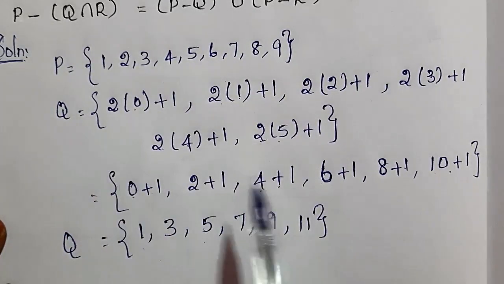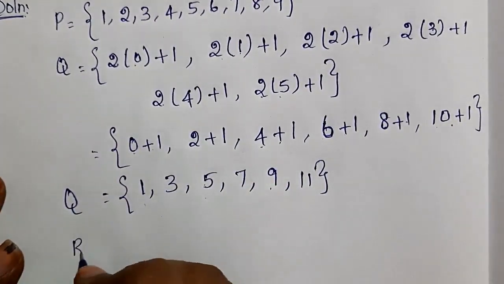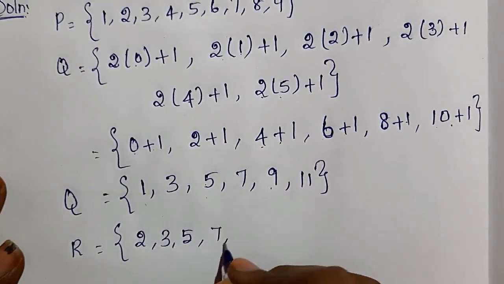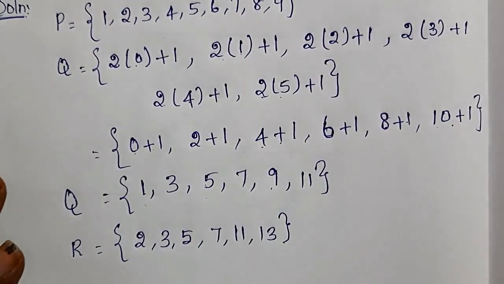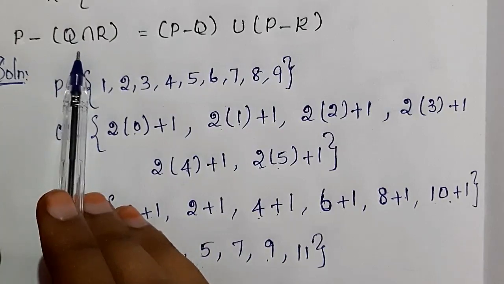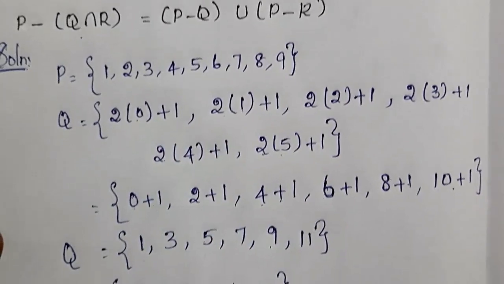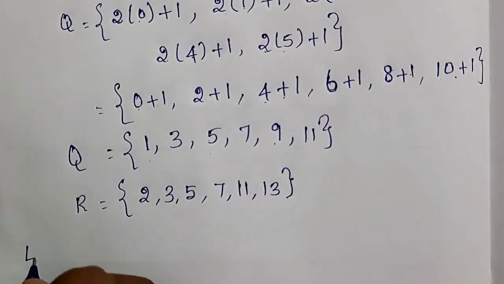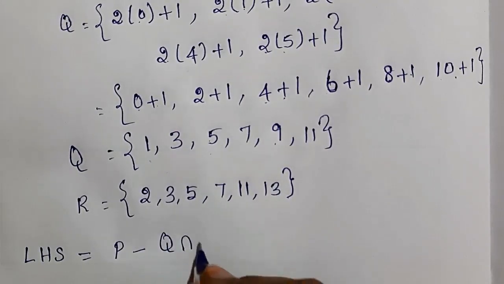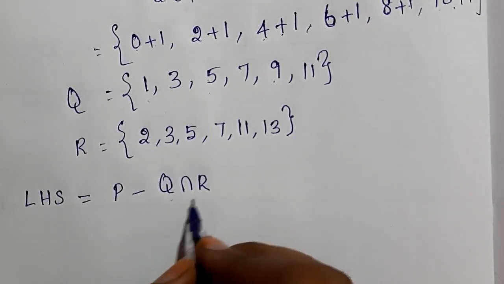Next, R elements they gave directly, so we can write R equal to set of all 2, 3, 5, 7, 11, 13. Next we can verify the given. First take the LHS side, next the RHS side. If that is equal, we can say both are equal. LHS equal to P minus Q intersection R. As usual, first we consider Q intersection R.